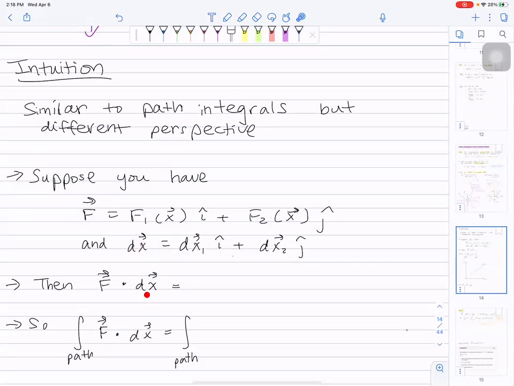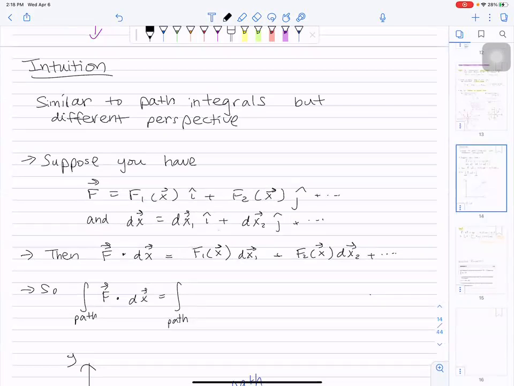Then what is f bar dot dx bar? You're taking the I components and you multiply them, right? So you have f1 and you have the dx1 as your I term. That's your first term. Then you dot product the j terms, which gives you f2 bar, dx2 bar. And it would keep going if you had more terms like f3 or dx3. So if you did the integral over some path of f dot dx bar, you're doing the integral of this thing.